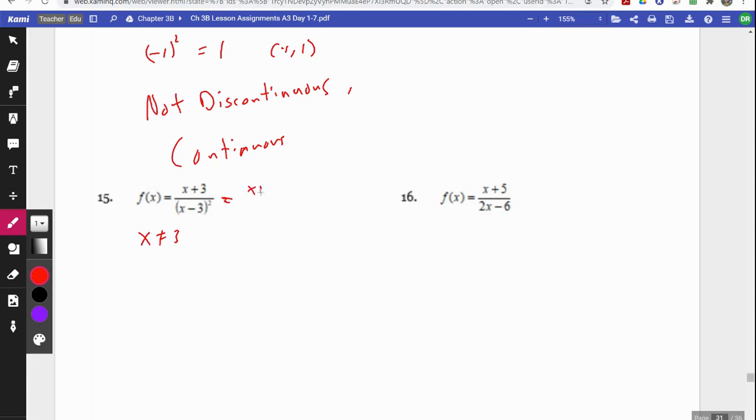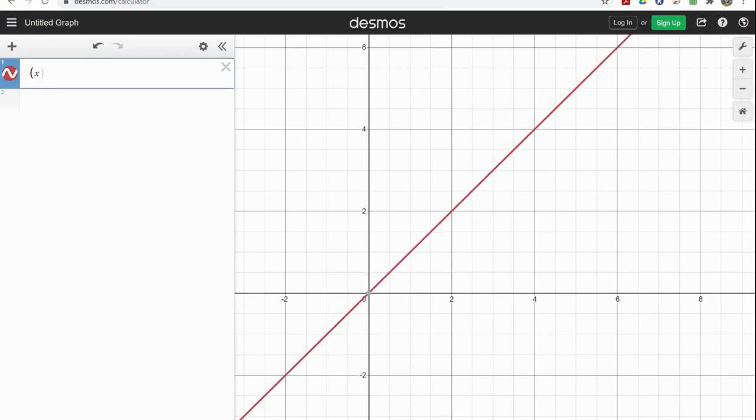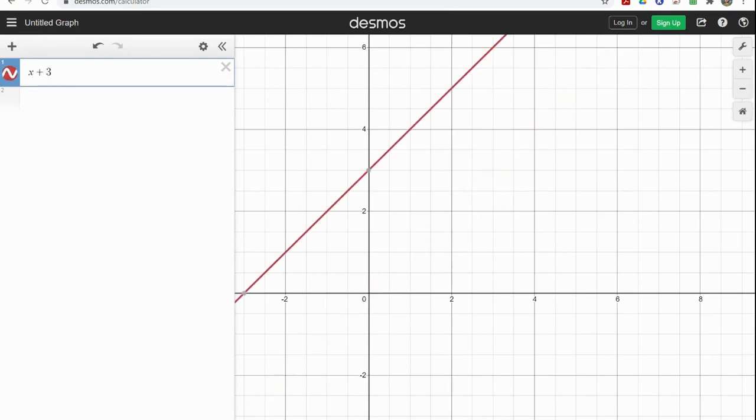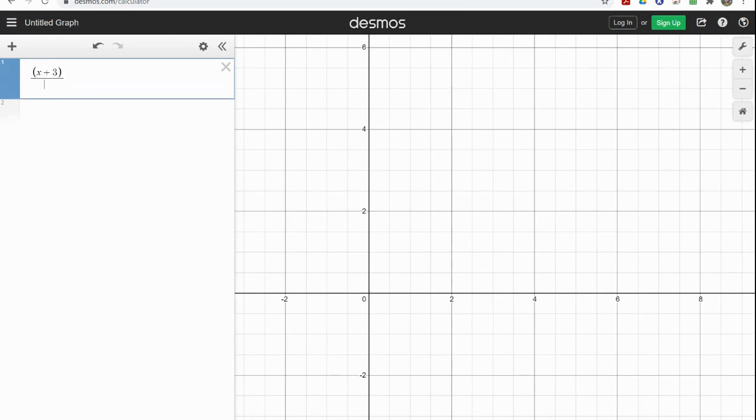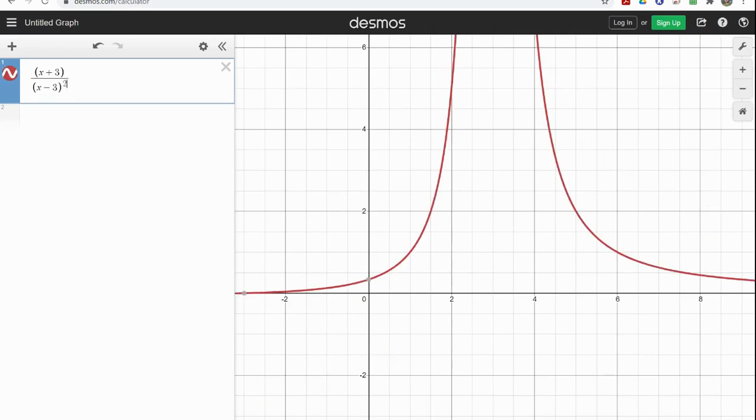So let's see what we get. x plus 3, and if we factor this, there's nothing really to factor, but you could write it out like this. And we see that no, x really can't be 3. So this is going to be an infinite discontinuity. We can check and see what it looks like. x plus 3 divided by (x minus 3) squared.